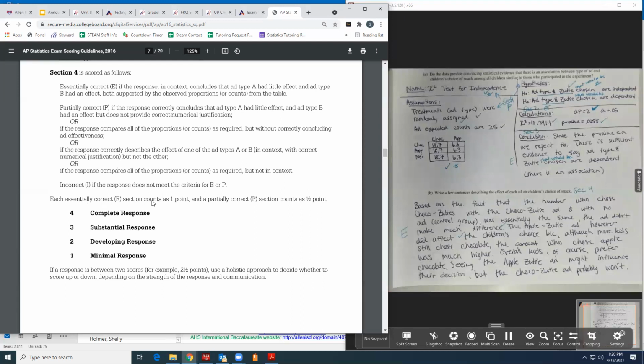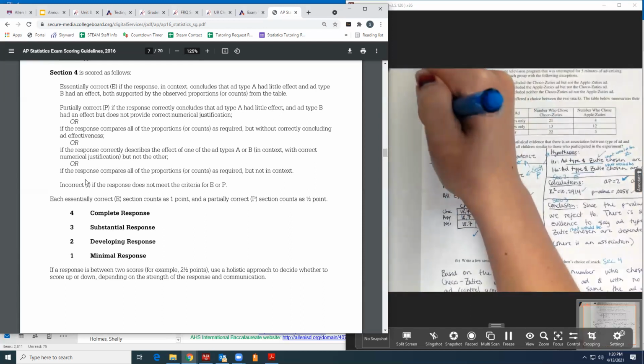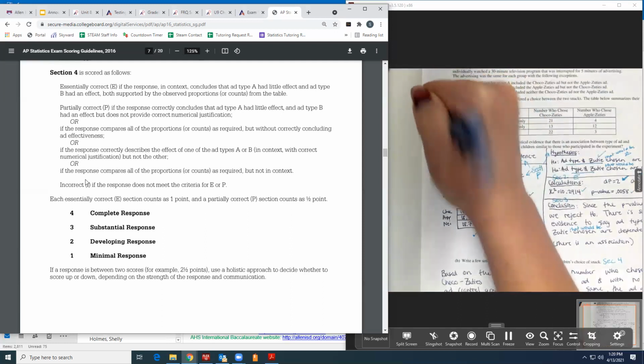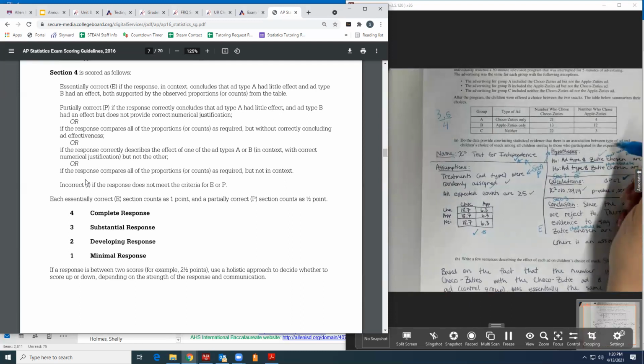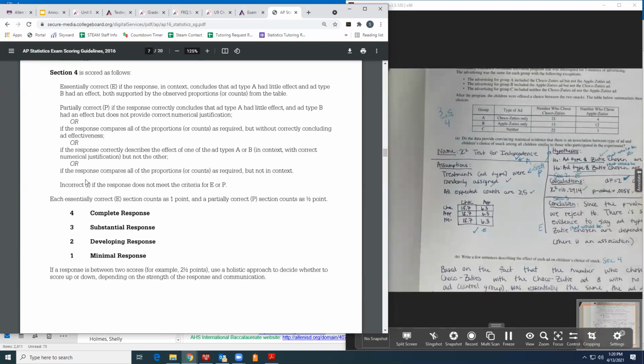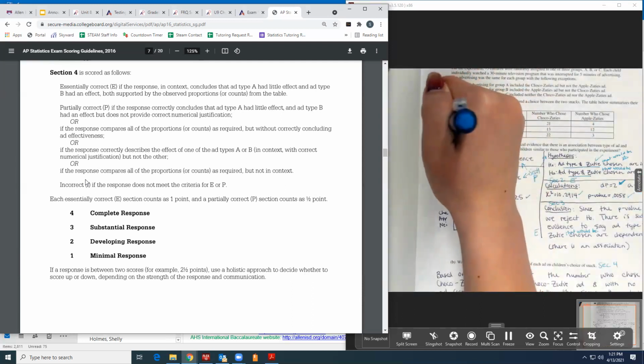Each essentially correct E counts as 1 point and a partially correct counts as half a point. So if I do P, that's a 3.5 out of 4. And they would look at this holistically when determining whether to round up or down. I'm not sure what they would do with this error because I did make it in both spots. But it's a debatable error, so they might have rounded up, they might have rounded down. I don't know. I'd rather round down just to be safe.